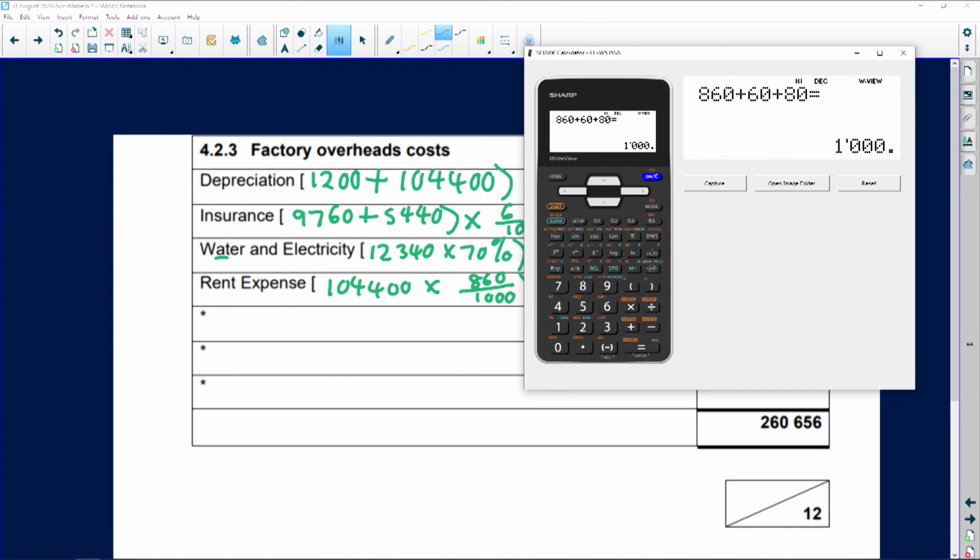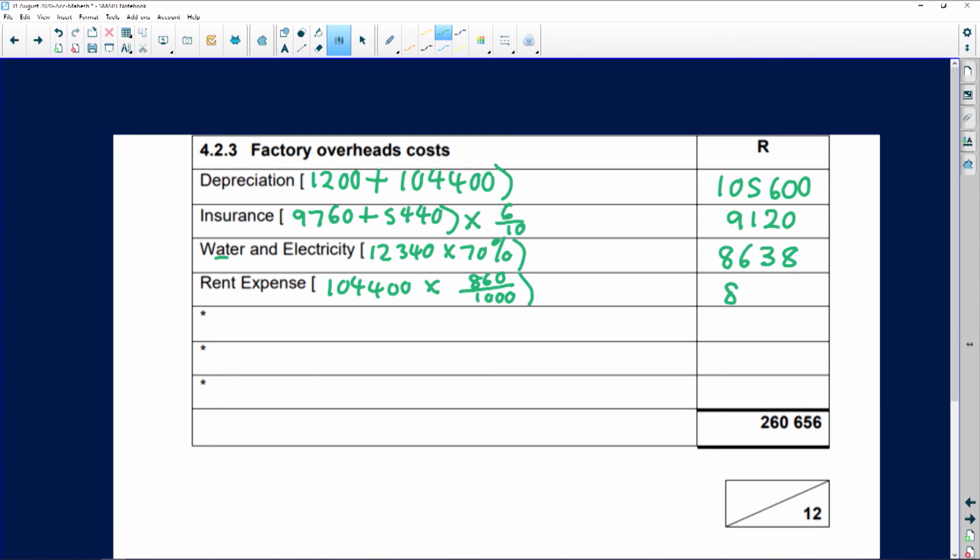Right, guys, as you can see, it's not difficult. This is one section where you can really do well. Right, times 860 divided by 1,000. Okay, and that gives us an amount of 89,784. So 89,784. Okay, right, we've got just under 12 minutes left, so I'm going to try and do as many more calculations as I can.